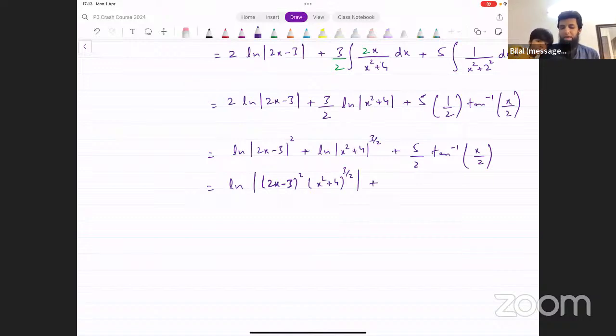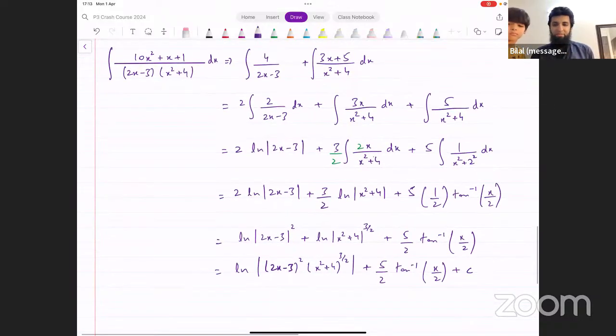You have ln of this whole thing plus 5 over 2 into tan inverse of x over 2 plus c. All right. That is the result that we end up getting from this. Okay. This is what we get when we write it as a single element. Any problem with this?